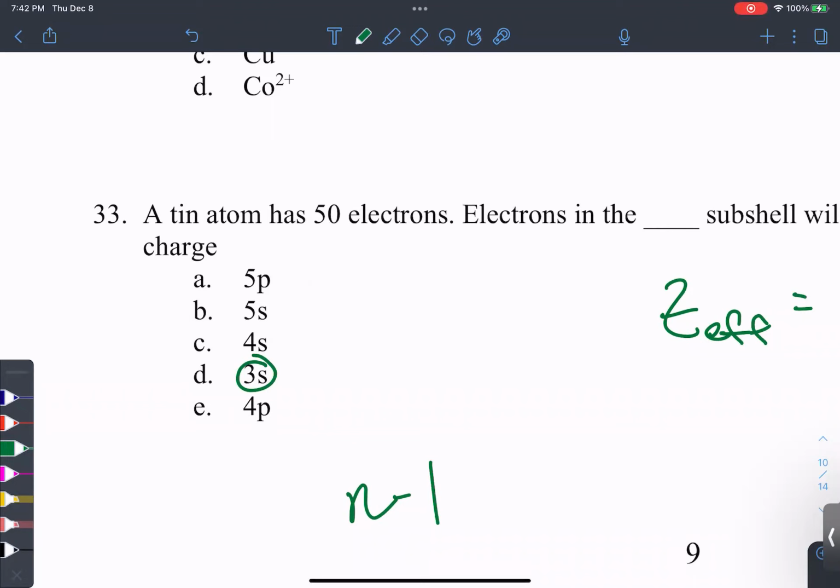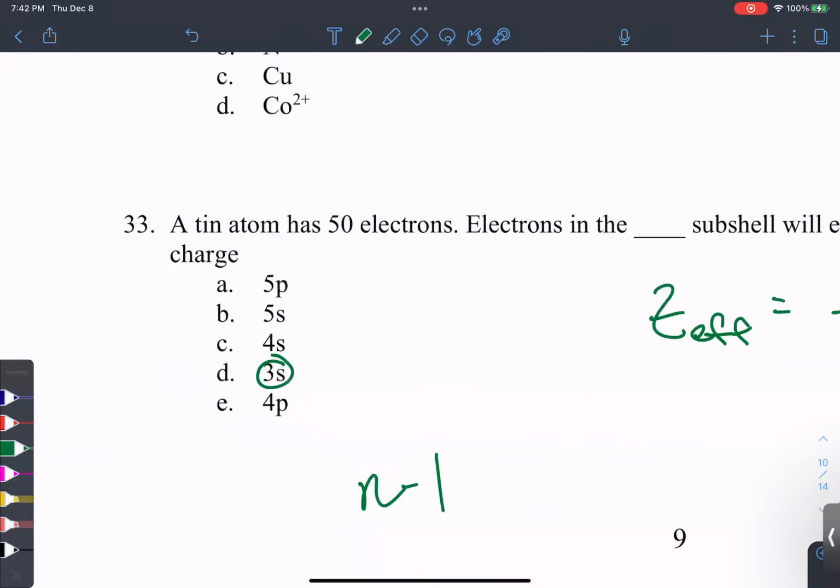Yes. So let me reword this question. Which electron is closest to the nucleus? 3s, right? Because it's n equals 3. It experiences the most attraction, right? It's most attracted to the nucleus. It's going to be closest to the nucleus. Okay. Yes, there we go.